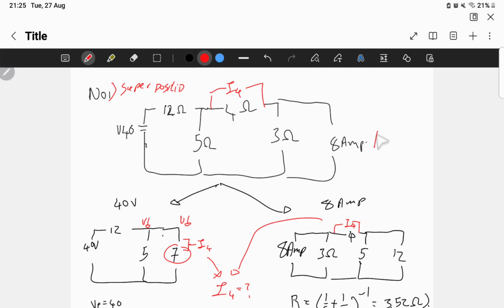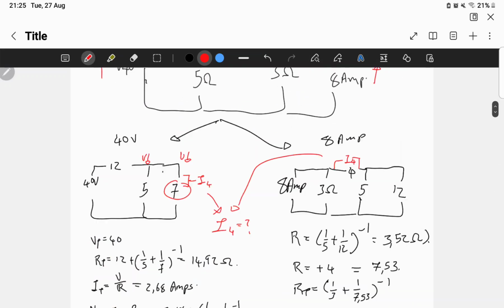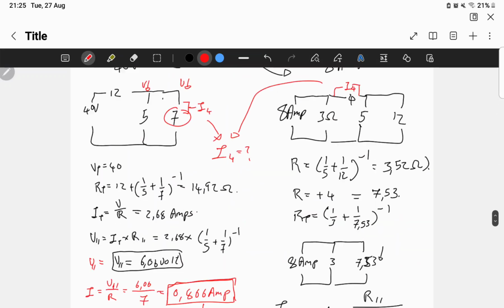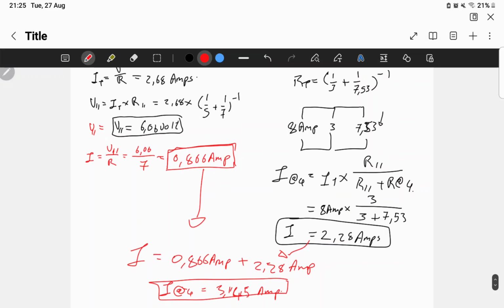You can see that this is going top, and this is also going on top, and this is equal to 3,145, and that's your answer for question number 1. And I'll see you in the next lesson.